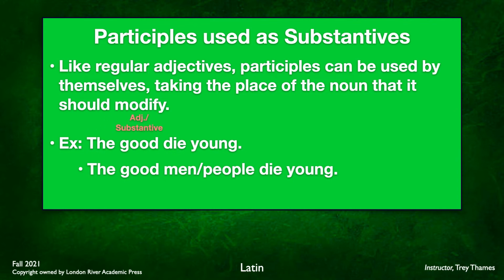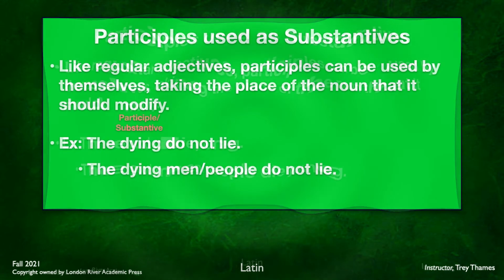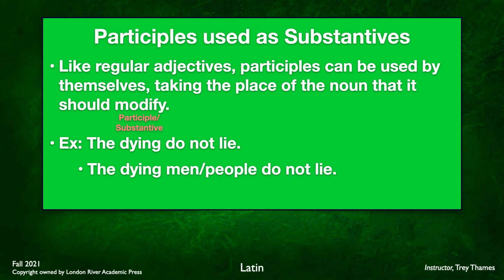Here's an example, there it is, adjective being used substantively. Here's an example with a participle. The dying do not lie. The word dying here is not a noun. It's a verb. It's a verbal. It's a participle. It's describing men. The dying men or dying people do not lie. But here we use it substantively in place of a noun. The dying do not lie.